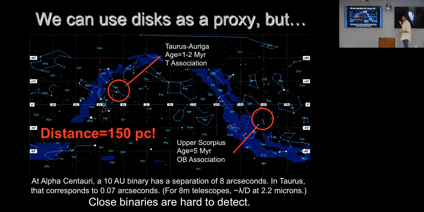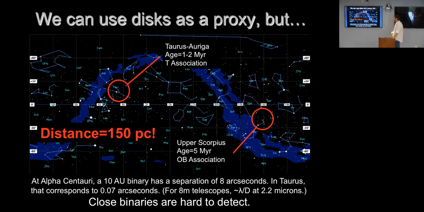The problem is that these regions are relatively far away compared to the nearest field stars. The nearest ones that I spend a lot of time studying are Taurus-Auriga, Upper Scorpius, Ophiuchus, somewhere in there. They're all named after the constellation they're in, but they're all at 150 parsecs or more. So to calibrate you, for Alpha Centauri, a 10 AU binary, to pick a scale that is the Alpha Cen AB semi-major axis, and a scale that is solar system size, is 8 arc seconds. That's not hard to see. If you go to someplace like Taurus, that corresponds to 0.07 arc seconds. So it's lambda over D in K-band on 8 to 10 meter class telescopes. So close binaries are hard to see, and this is setting us up for a technical challenge.